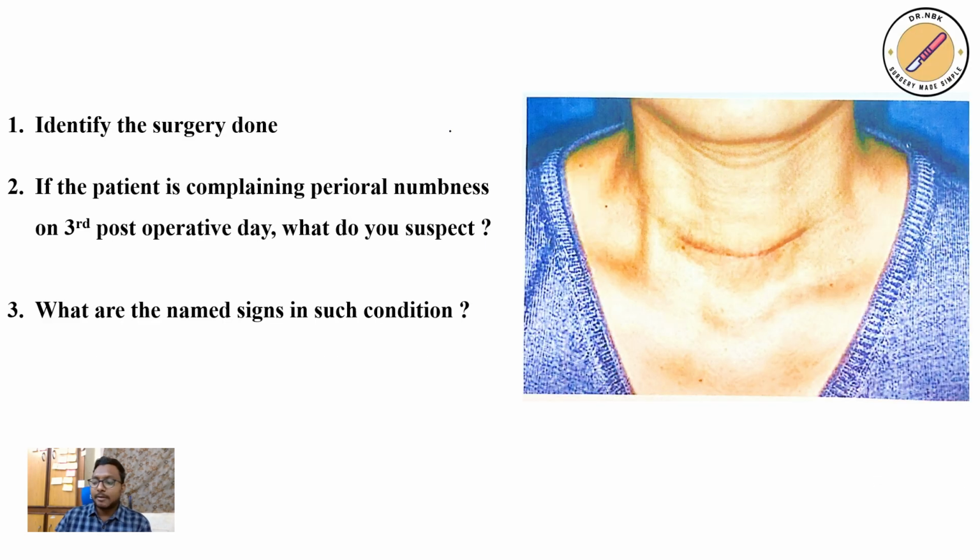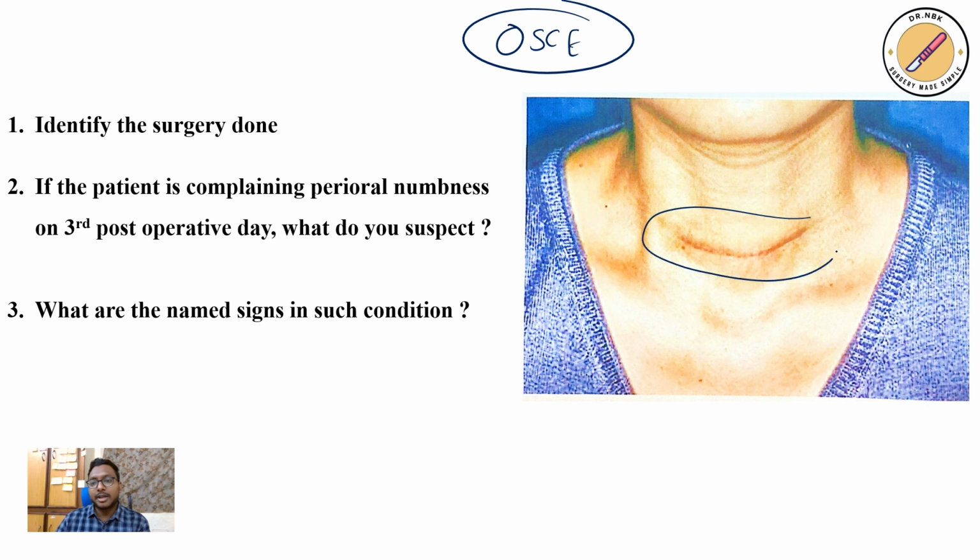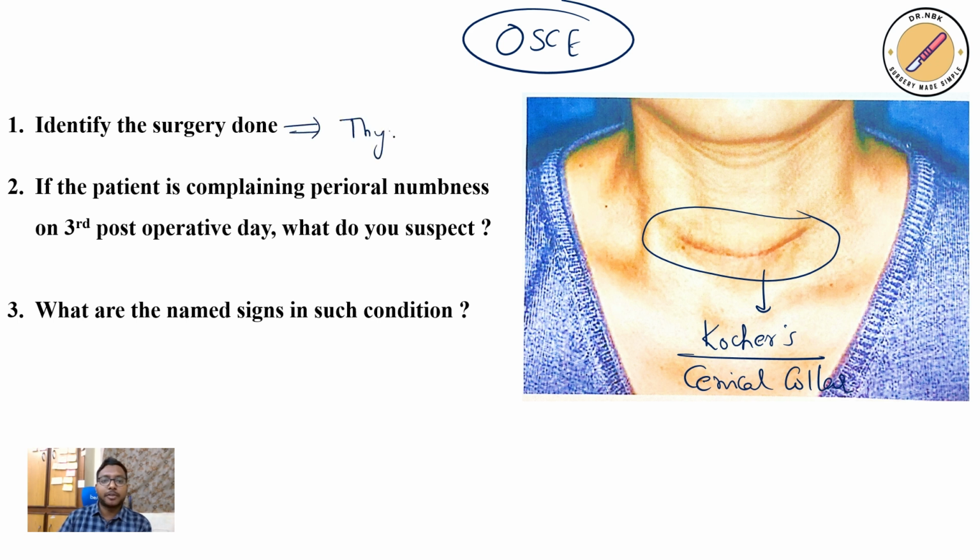Okay, right. Let's look at one question for final MBBS people. So identify the surgery done. You can see here is the healed incision, which is nothing but a Kocher's incision, which is also called cervical collar incision. So the surgery done is thyroidectomy. Obviously, you cannot tell which type of thyroidectomy.